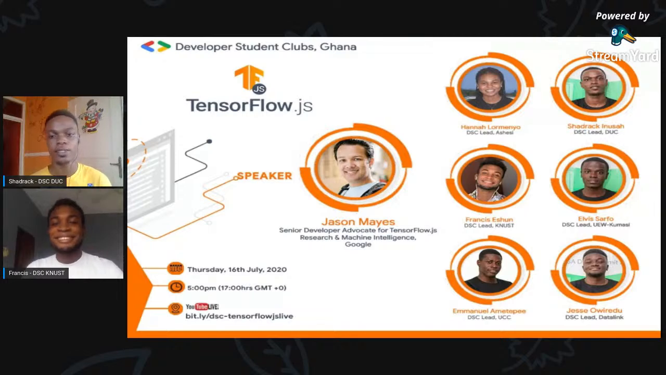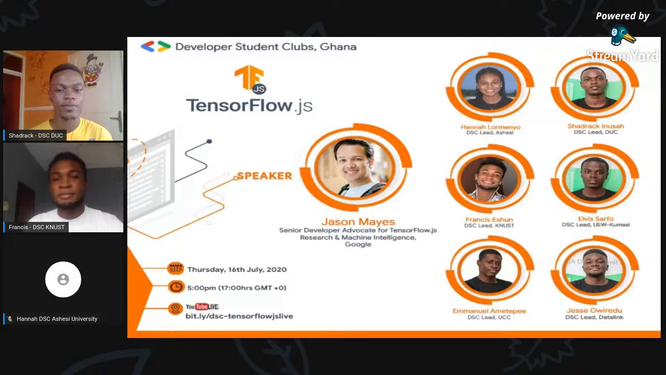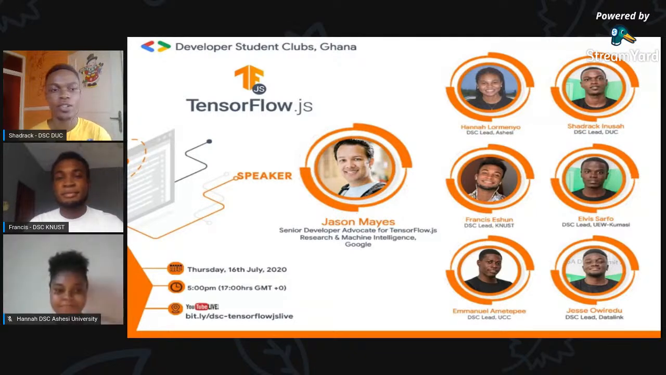Yeah, so welcome, Francis. Yes, so this is Francis from KNUST. He is currently the DSC lead there. And we have Hannah. Welcome, Hannah. Hannah is also the DSC lead for HSE. Hi, Hannah. And we have Emmanuel. Emmanuel is currently offline. And we have Elvis. So we are about 6 in Ghana here currently. So Francis, I will leave everything in your hands now. So you take over. Yeah, thank you very much.